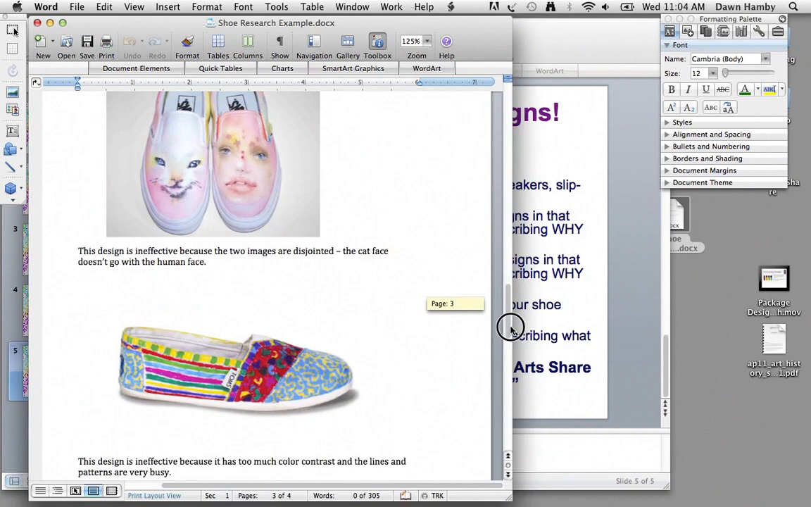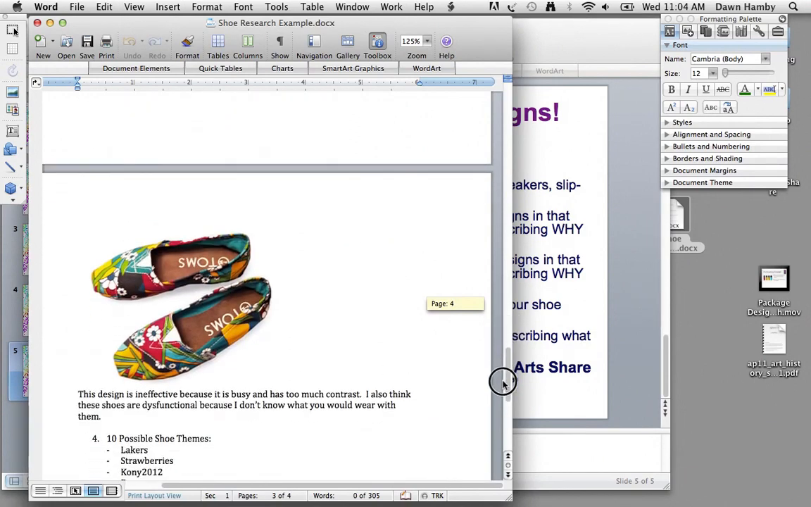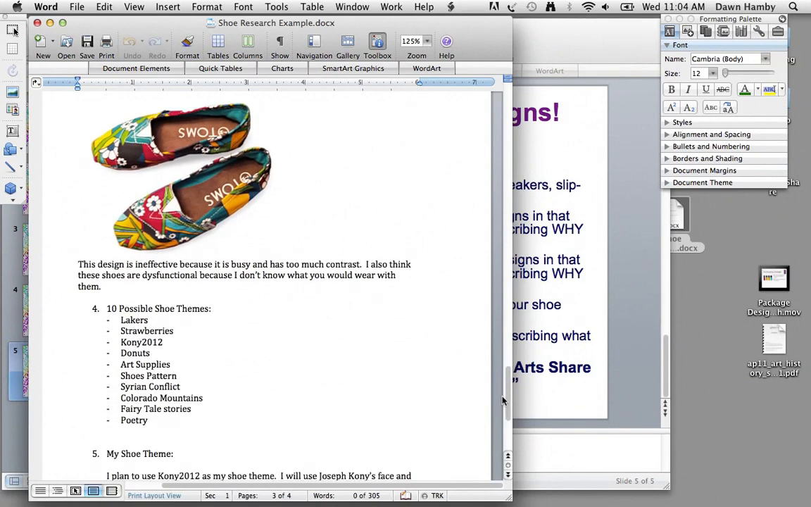Here you see a very busy design. It's also a little bit shaky because it's hand done. Very similar design. I think this one is busy and has too much contrast. Here you can see my list of possible shoe themes. Anything from your interest to maybe a cause you care about, something that you think would look cool, a story from your past, where you come from. Any of that can be inspiration for your shoe design.